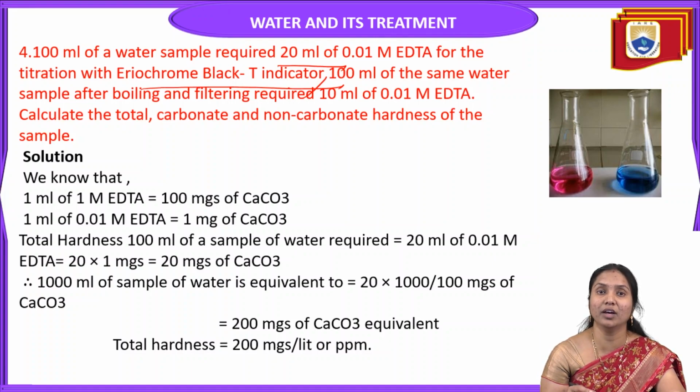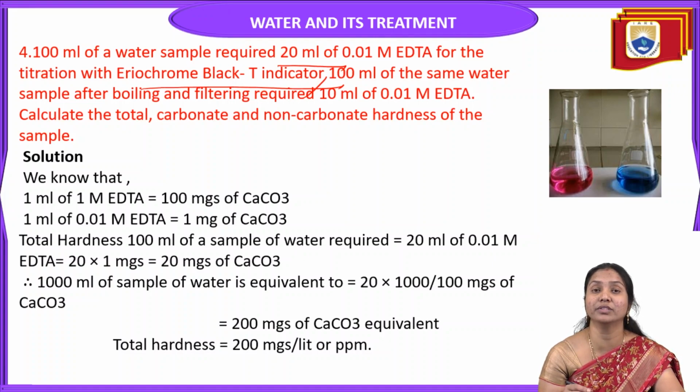So in this EDTA or complexometric titration, we are using Eriochrome Black T as the indicator. When we add the indicator to this water sample, the color of the solution is wine red. After titration with EDTA, the color of the solution is blue. So when wine red color changes to blue color, that is the end point. That is the volume of EDTA required for that water sample.